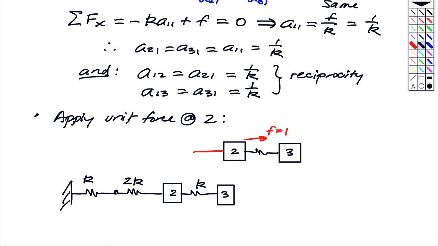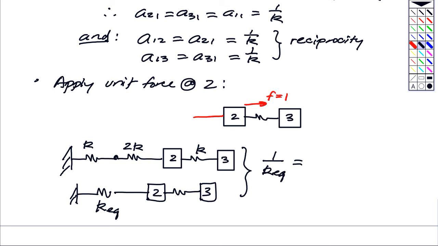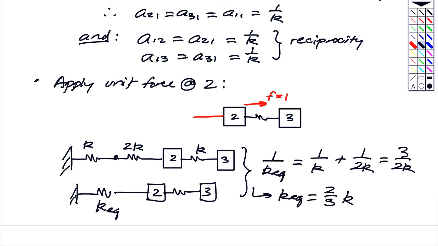And what I want to do is replace this by a single equivalent spring. I'll call that KEQ for equivalent. And we know from the idea of two springs in series that 1 over the equivalent is equal to the sum of 1 over the other two. So this becomes 3 over 2K. So the equivalent spring is equal to 2/3 of K. So what this is going to be is the equivalent spring times A22.